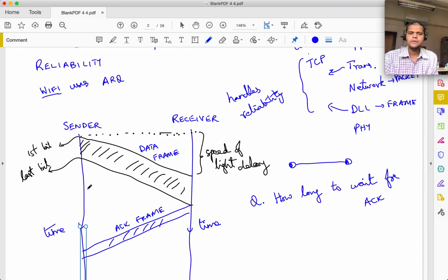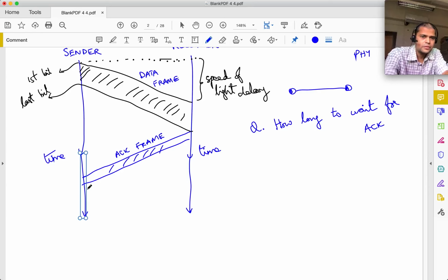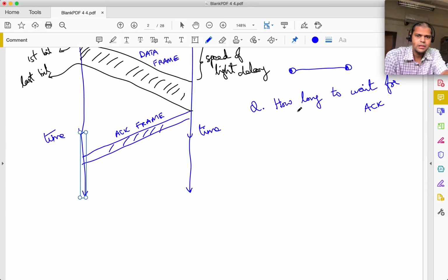I transmit a frame, I wait for some time. If I get the acknowledgement, I'm done. I don't have to worry at all. But if no acknowledgement comes, then I retransmit. So I have to wait for some time. This we have to set accordingly.